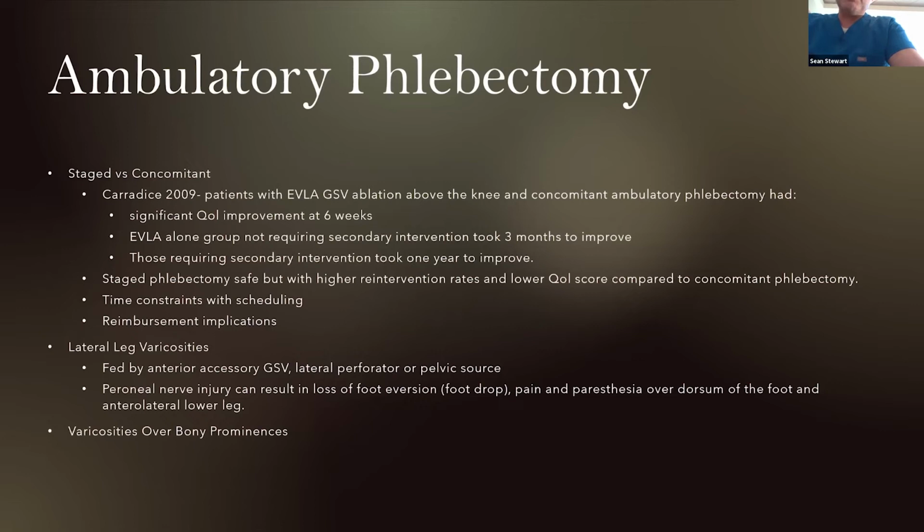Over the years, I've treated patients with recurrent varicosities, or I've inherited patients with varicose veins that were never treated because varicosities were located laterally or over bony prominences. Lateral leg varicosities are usually fed by an anterior accessory vein, a lateral perforator, or even from a pelvic source. The reason lateral phlebectomies were avoided was due to the risk of peroneal nerve injury, since the peroneal nerve runs lateral and superficial, just distal to the knee. I have performed lateral leg phlebectomies. I'm comfortable with it, but you do have to be cautious because peroneal nerve injury can actually lead to foot drop.